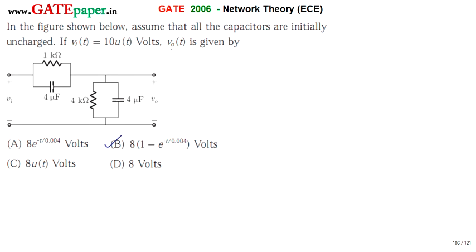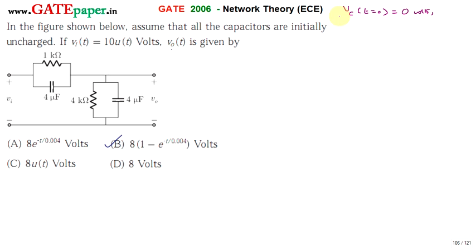Hello, we are discussing the GATE 2006 ECE paper. We are going to find the output voltage expression for the given circuit, and it is given that all capacitors are initially uncharged. So the voltage across the capacitors at t equal to 0 is 0 volts.